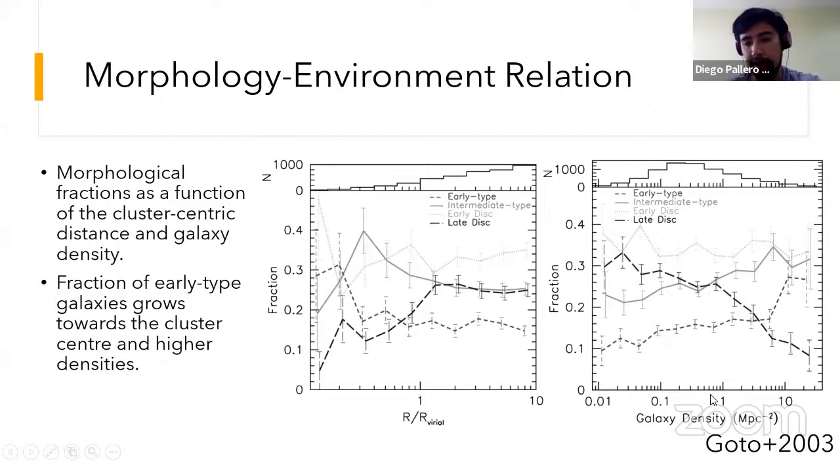This result is even more clear when we take into consideration galaxy density instead of the cluster-centric distance. So you can see here that late disks tend to decrease in fraction towards more dense regions, and on the other hand, early type galaxies tend to grow in fraction toward more dense regions. So what this is showing is that the properties of galaxies are related with the environment in which the galaxy resides, but how? That's the question. How it depends and why it depends, right?